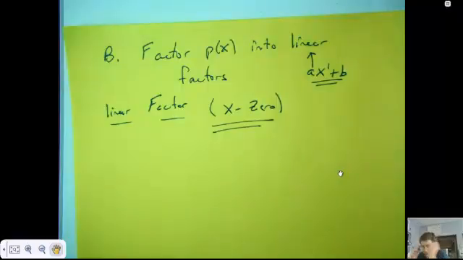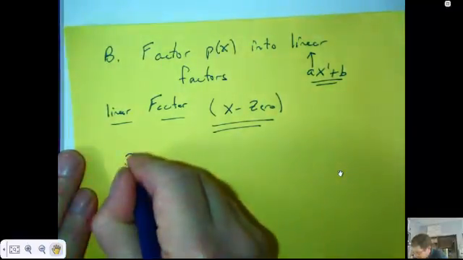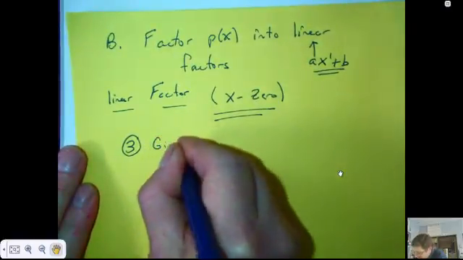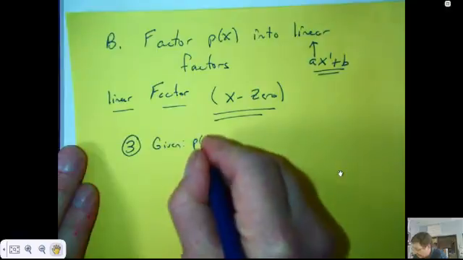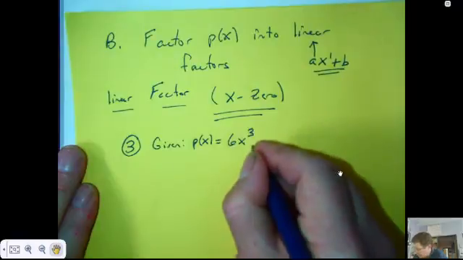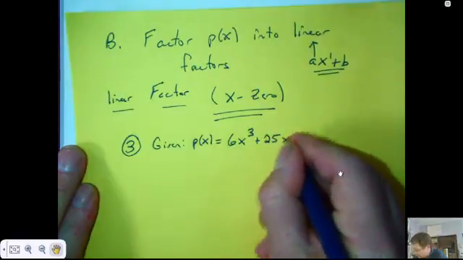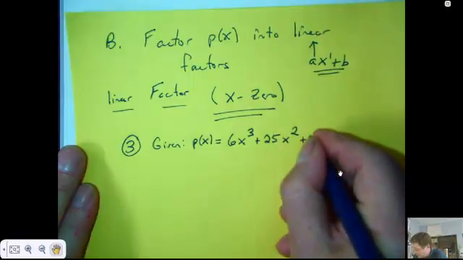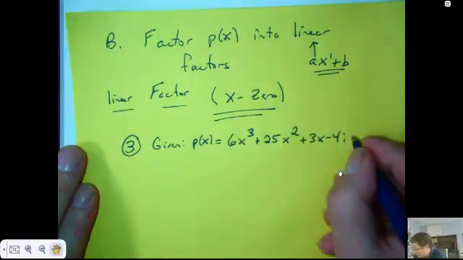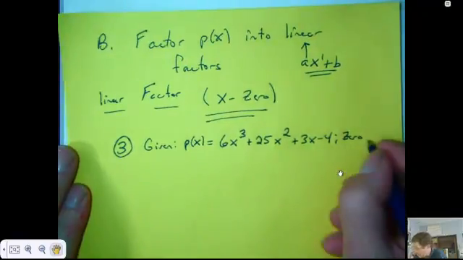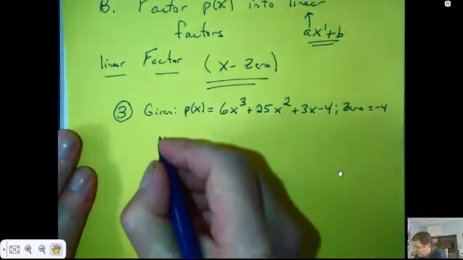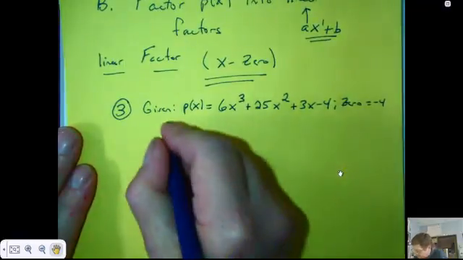So these types of questions, this question here, number 3, same setup. You're given a polynomial. In this case, we're given that P of X is 6x cubed plus 25x squared plus 3x minus 4. And also given a 0, we have a 0 equal negative 4. And the direction on this, of course, is going to say to factor this into linear factors.